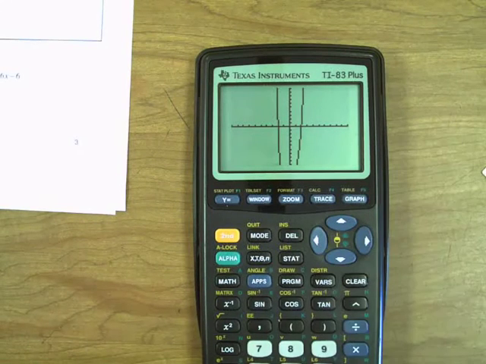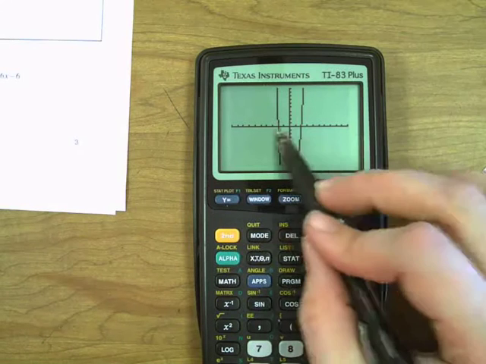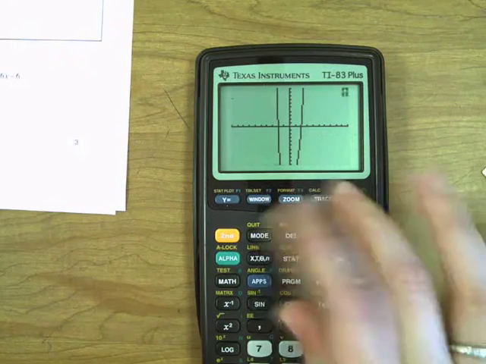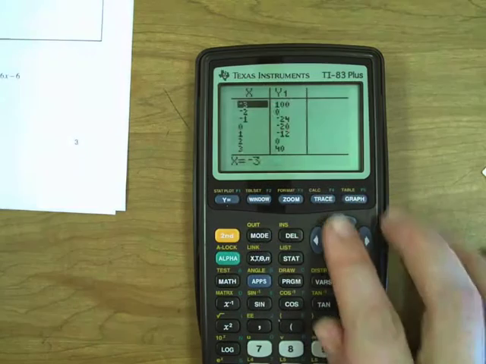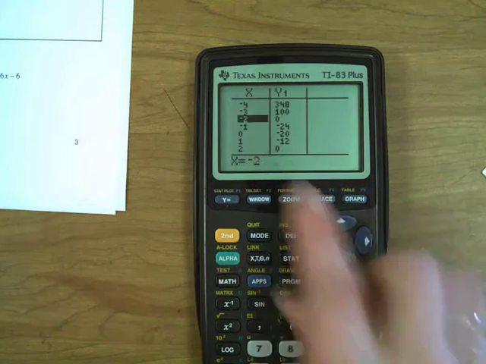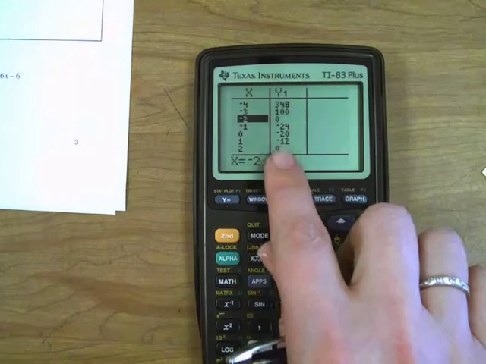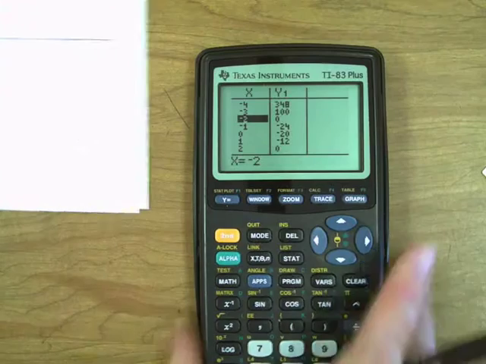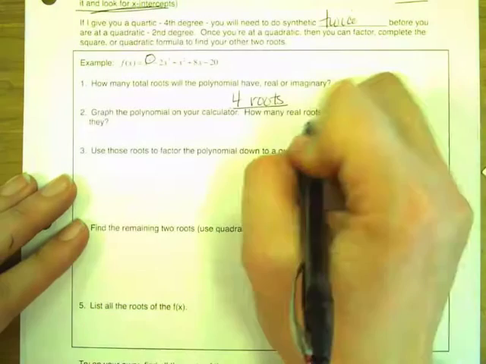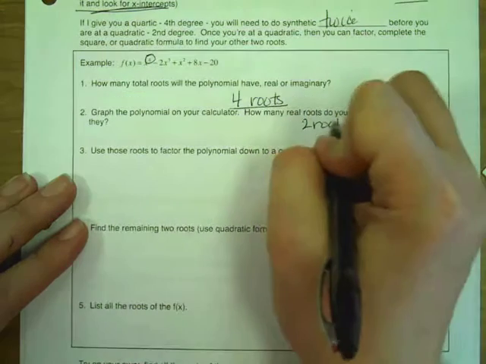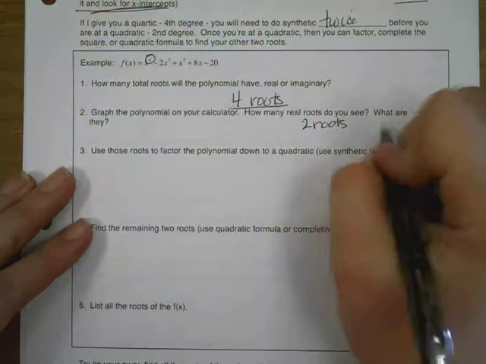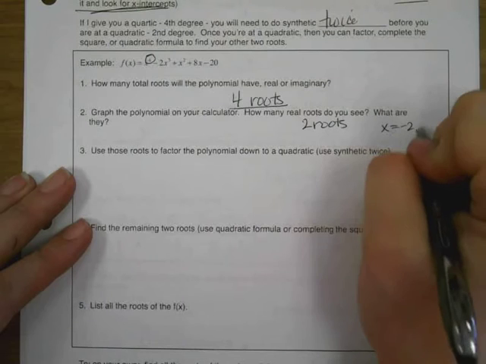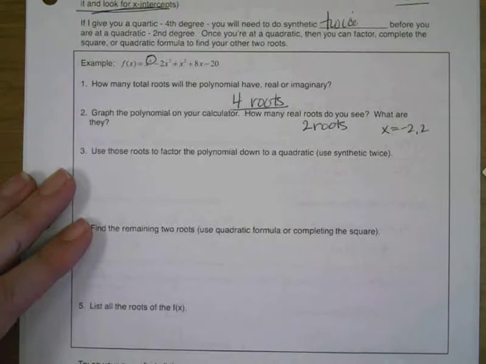If you want to know for sure, you can check your table, because the y should be 0 at this point if they truly are roots. So if you go to your table real quick and look at negative 2 and positive 2, the y should be 0 if they're roots, and that's what we're seeing. Okay. So how many real roots do we see? We see 2 roots. And where are they? Well, they're at x equals negative 2 and x equals positive 2.